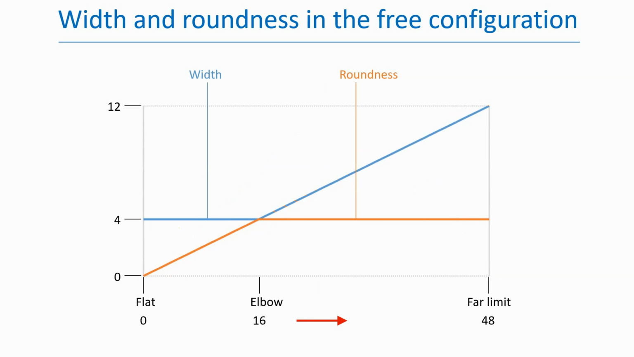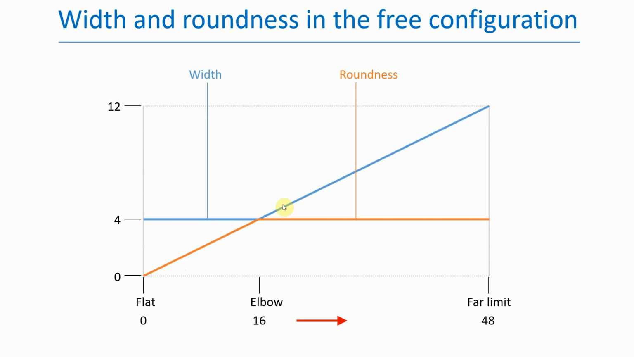Now, let's review the same beam in terms of width and roundness. From the flat to the elbow, the free configuration looks just like the lensed balanced beam. The width is constant while the roundness increases linearly. The roundness here is equal to the live stripe.